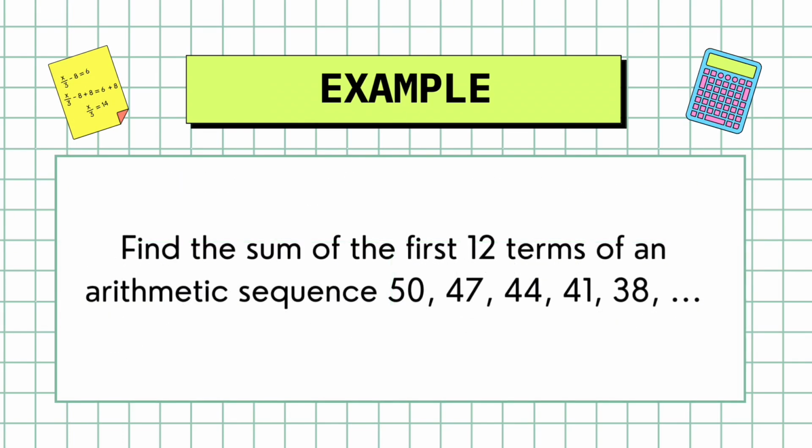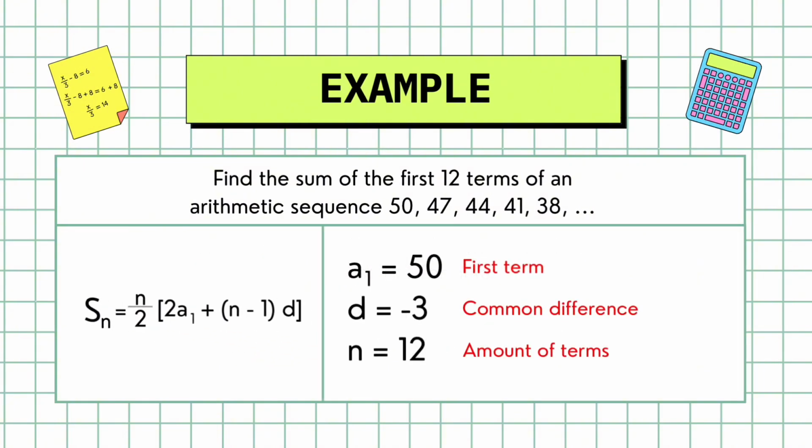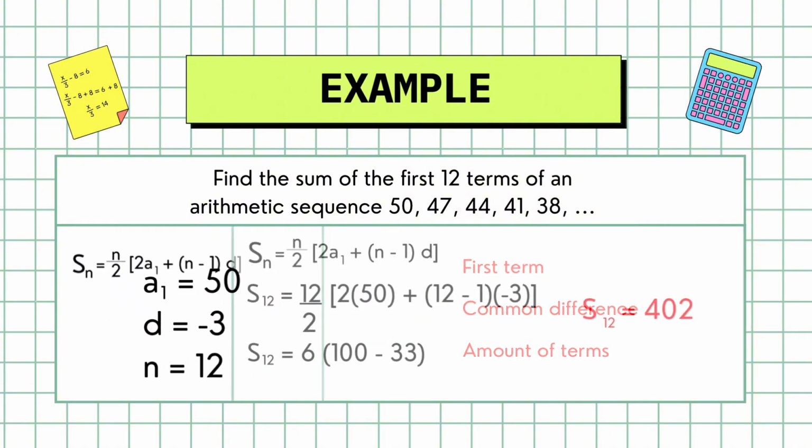Now let's try this. Find the sum of the first 12 terms of an arithmetic sequence: 50, 47, 44, 41, and 38. Here, we do not know the value of the 12th term in the sequence. Hence, we will use the second formula. First, we of course identify our given. The first term is 50, and then our d, or common difference, is negative 3, and our n, or the amount of terms, is 12.